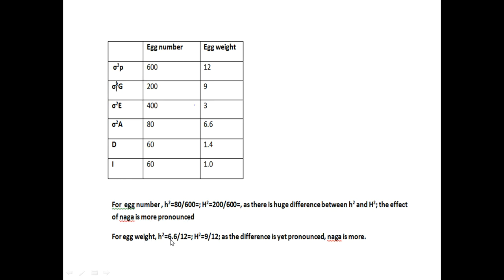For egg weight, h square is equal to 6.6 upon 12. Small h square is sigma square a upon sigma square p. Heritability in broad sense is equal to sigma square g upon sigma square p, 9 upon 12. As the difference is yet pronounced, in this case also the difference you see between 9 and 6.6 is pretty good compared to this 12. So we can say that D and I are not negligible values in this case also. So because D and I are not negligible, it is under non-additive gene action.